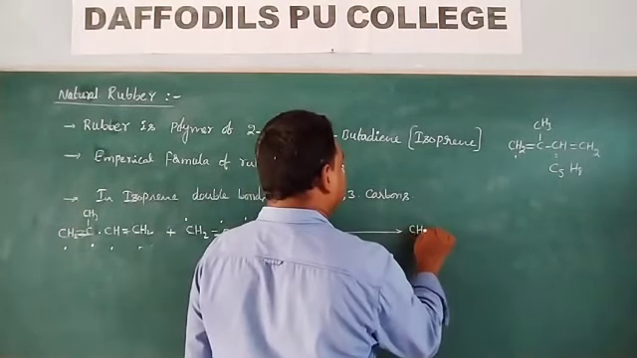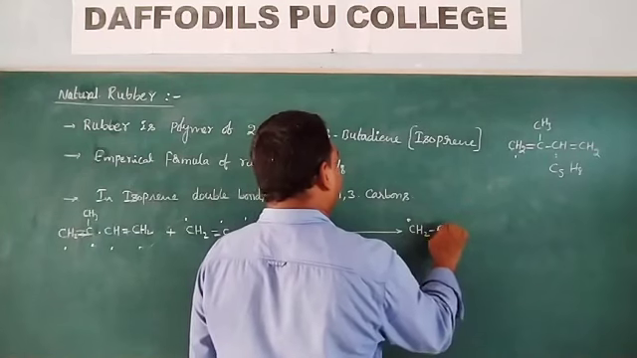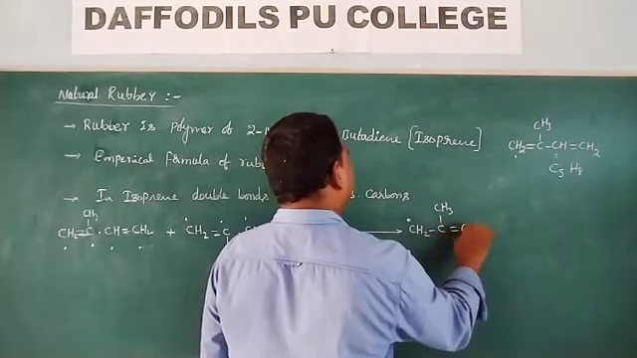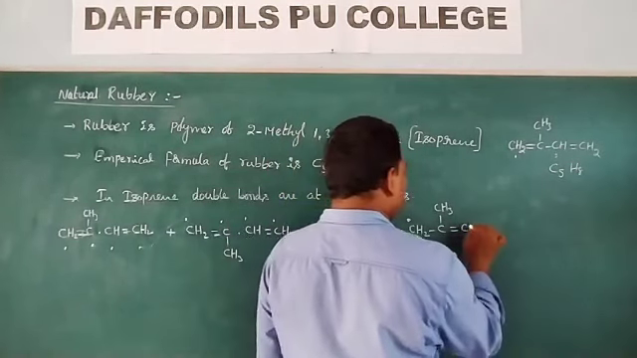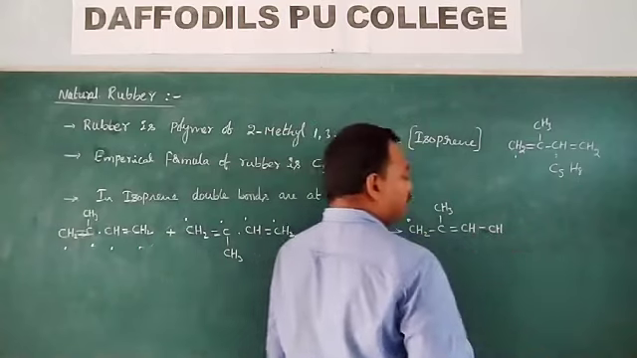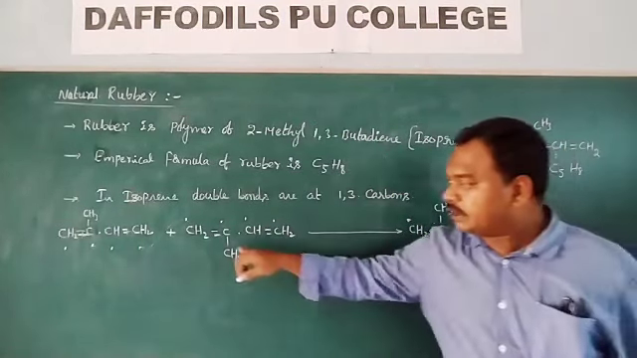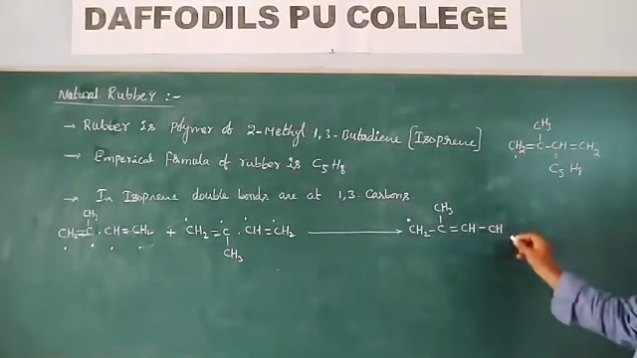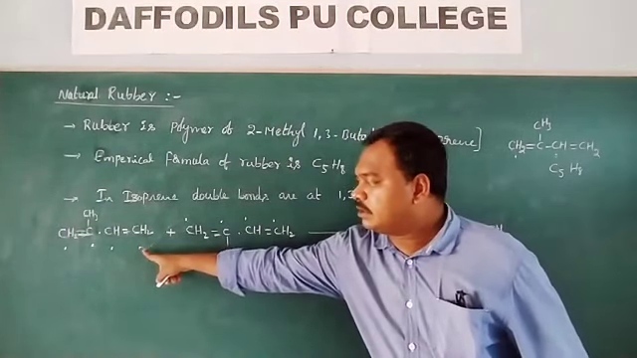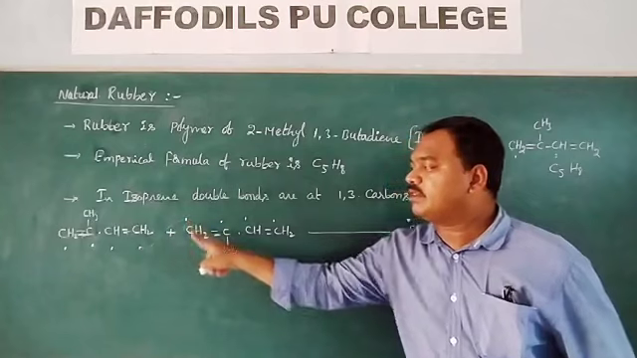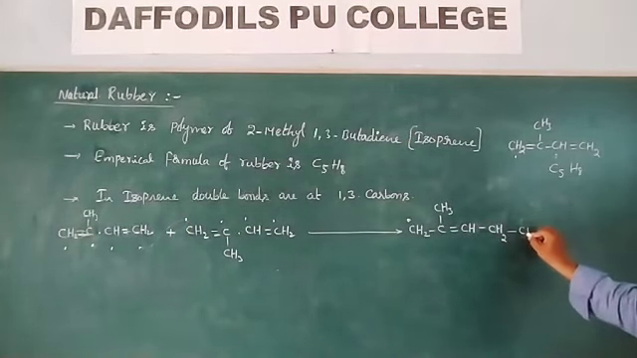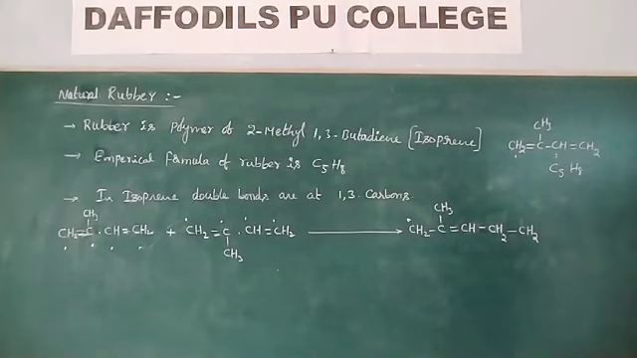So CH2, CH3, CH, double bond, sorry, the double bond is broken down. CH2, one of the isoprene unit. This unpaired electron is going to connect with this unpaired electron. Another isoprene unit I am writing.